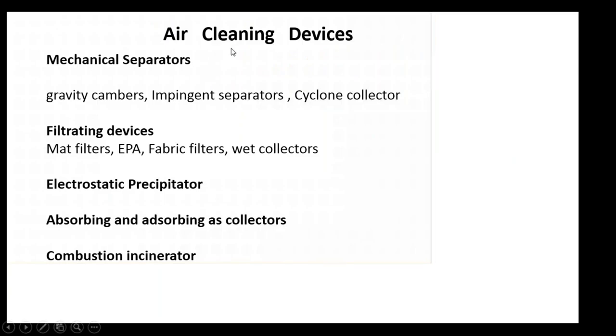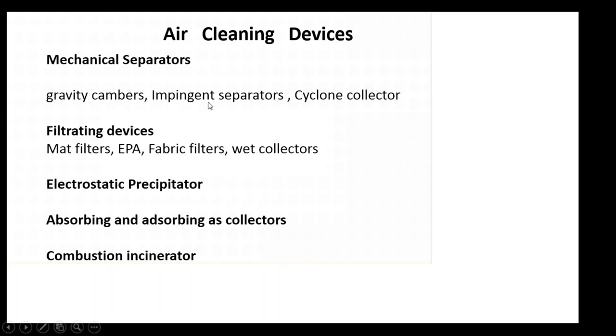Next, air cleaning devices. There are a number of air cleaning devices which can be used in ventilation systems for general cleaning of air. For example, there are mechanical separators which separate dust particles from the air, such as gravity chambers. The principle of a gravity chamber is that we suddenly increase the area of the duct. When there is an increase in area, there is a decrease in velocity, and due to the decrease in velocity, the heavier dust particles fall down and are collected at the bottom of the gravity chamber.